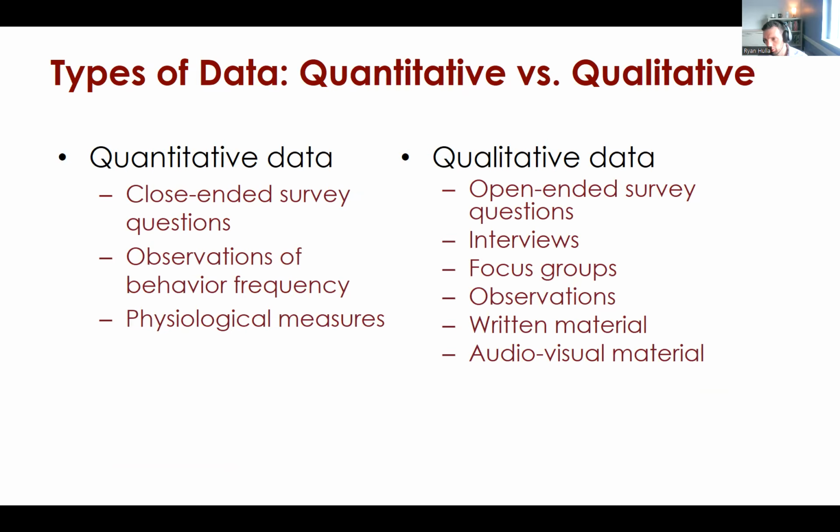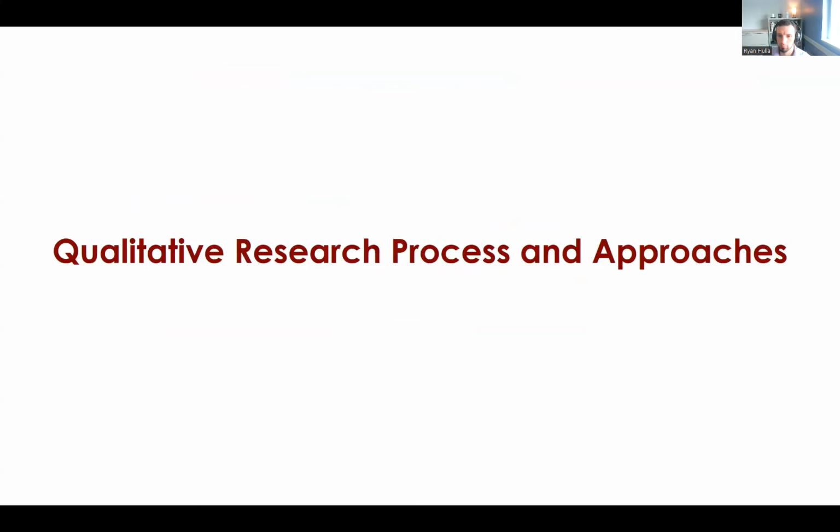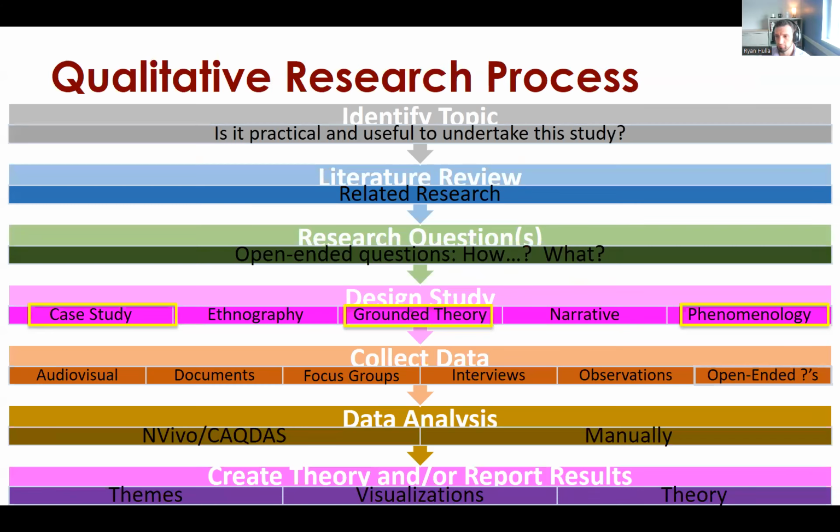So, as mentioned earlier, when it comes to data collection, quantitative research consists of closed-ended surveys and scales, such as Likert scales, and objective measurements, such as performance measures like test scores or athletic performance, whereas qualitative research will use interviews, focus groups, written material, and audio-visual recordings that can be analyzed for themes. So next, we'll discuss the qualitative research process and some of its approaches.